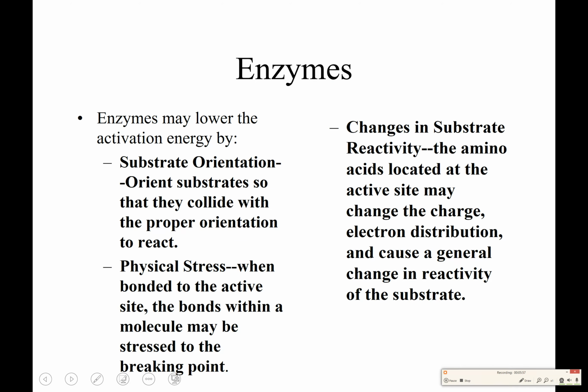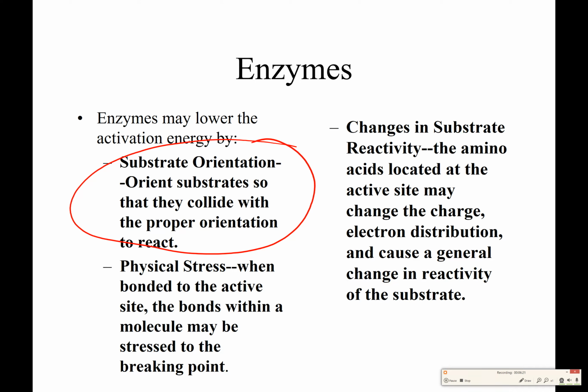So we said before that enzymes lower the activation energy. Probably the main way they do that is through substrate orientation. They help to line up substrates so that they collide with the proper orientation to react. Without enzymes, substrates may bump into each other, but if they don't bump with the right orientation, they won't react.